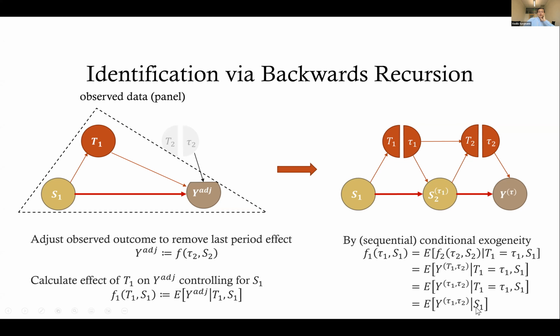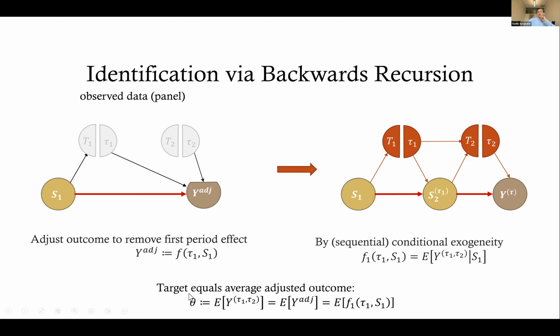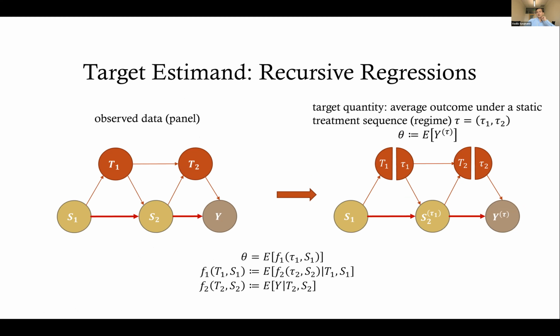Right? And so in the end, you can look at this, like this new, yet another adjusted outcome. You evaluate this first regression f of tau1. You know that this f1 of tau1 is going to be in expectation equal to the potential outcome that you care about. And so then the average effect that you care about is just an average of that regression function, or an average of that adjusted outcome, and you're going to get your target estimate. So this recursive controlling for exercise yields this target estimate, which is based on recursive regressions.